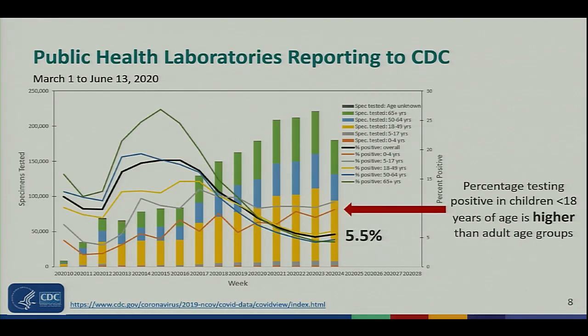This graph shows the number of specimens tested for SARS-CoV-2 using a molecular assay and reported to CDC by public health laboratories. The number of specimens tested are in the bar graphs, and the percent positives are shown in the line graphs. This past week, the overall percent positive at public health labs was 5.5%. The number of specimens testing positive has decreased since the initial increases in April. In addition, while the number of specimens from children tested is low, representing less than 5% of specimens tested, the percentage testing positive in this age group is higher than in the adult age groups.